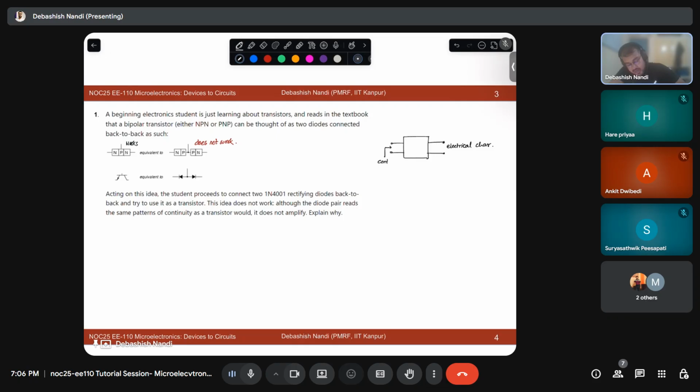Okay, so this is your controlling terminal or controlling port. This is your controlled port. So in case of BJT, if I draw a BJT, what is it that we are trying to control, and what is controlling that? One question I had discussed answers this.